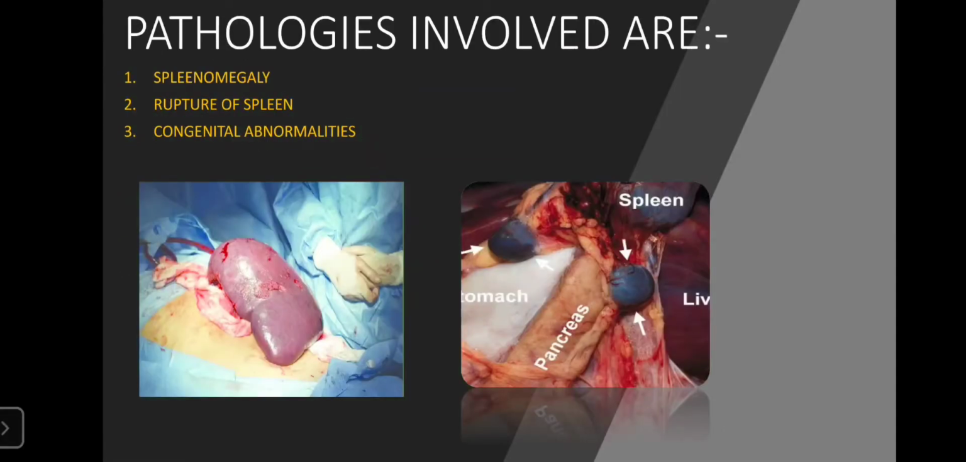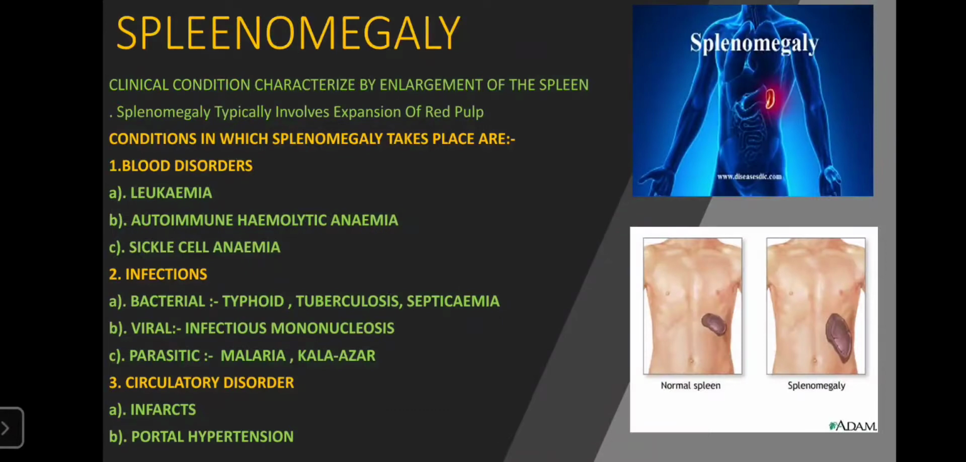So now we will see the pathologies involved in the spleen. They are splenomegaly, rupture of spleen, and congenital abnormalities present in the spleen. First we will see splenomegaly. It is a clinical condition characterized by the enlargement of the spleen. Splenomegaly typically involves the expansion of the red pulp.